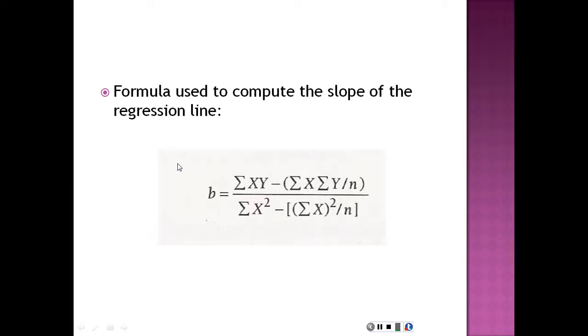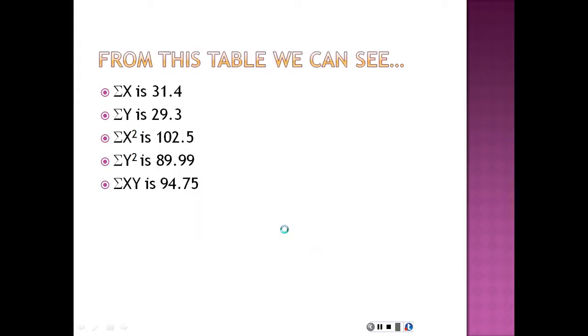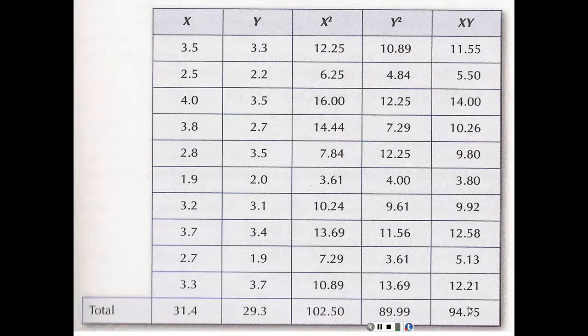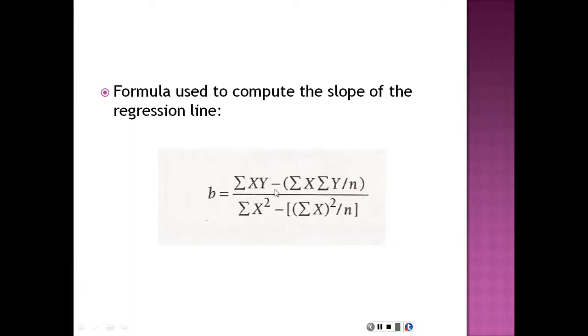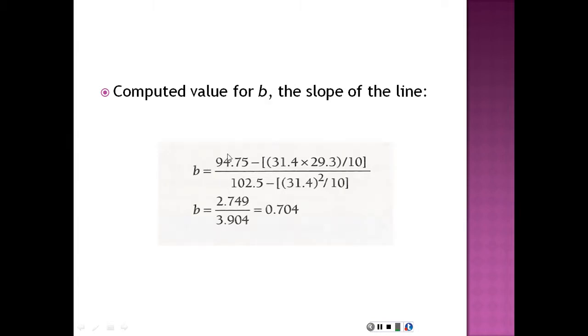Now, in order to compute the slope of the regression line, we want to compute b. We would use the summation of xy, going back to that column that was given here, that 94.75. So we're looking at the summation of xy minus the summation of x times the summation of y, divided by n. Now n would be your sample size. Our sample size here is 10. This would be divided by the summation of x squared minus the summation of x, squared, divided by n. And when we plug in our numbers from our table, this would give us a slope of 0.704.